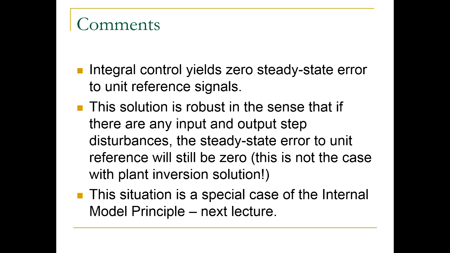Now, the true system is different from the model you used. But if the controller still stabilizes the true system, right, then you will see that the existence of integral control will still give you zero steady state error. So this solution is also robust to plant uncertainty. As long as the controller stabilizes the true system, you'll be good. Right? So that's very, very good news.